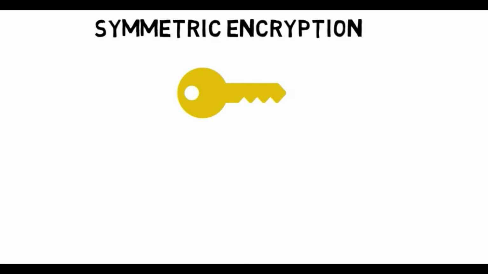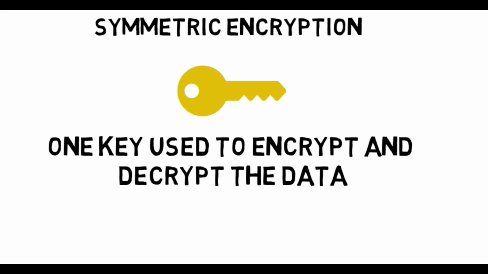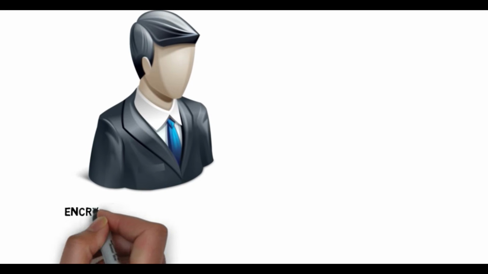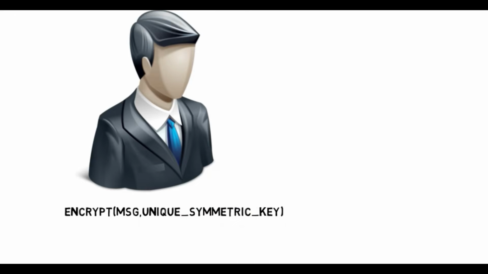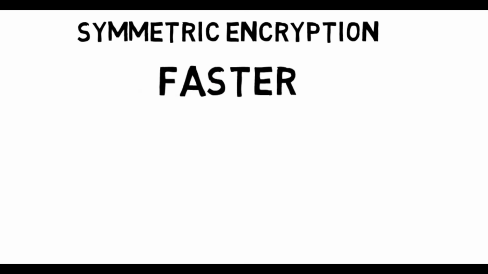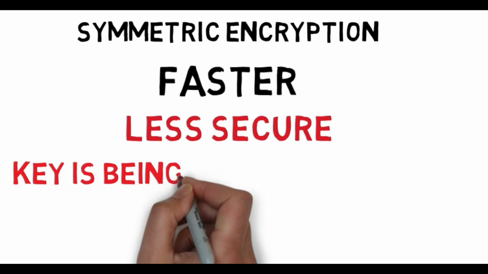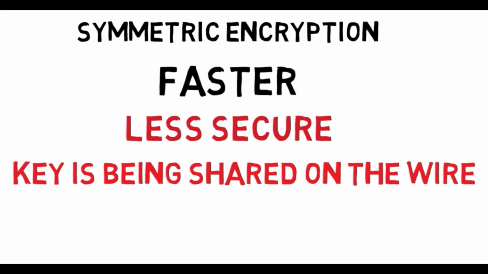And that's why we also have symmetric encryption, where only one key is used to encrypt and decrypt data. So if user A wants to send a message to user B using symmetric encryption, first of all, they need to establish an encryption key. And then user A will encrypt the data with that key, and user B will decrypt it with the same key. That's faster than asymmetric encryption, but it's also less secure because that key is being shared on the wire, and if someone captures it, he can decrypt all the data.